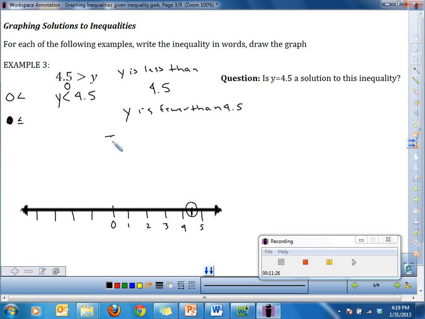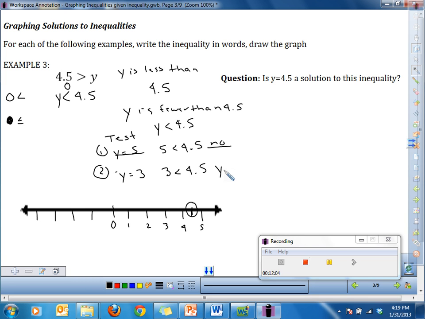Now I need to figure out which way I graph. So I'm going to pick 2 test points. I'm going to pick 5 because that's right there. Let's say if y was 5. And then I'm also going to pick 3. It's just on the other side. If my inequality was y is less than 4.5, let's see if that works. If y is 5, is 5 less than 4.5? No, actually 5 is bigger than 4.5. So this is a no. That does not work. Let's try this one. Is 3 less than 4.5? Yes, that does work. 3 is less than 4.5.